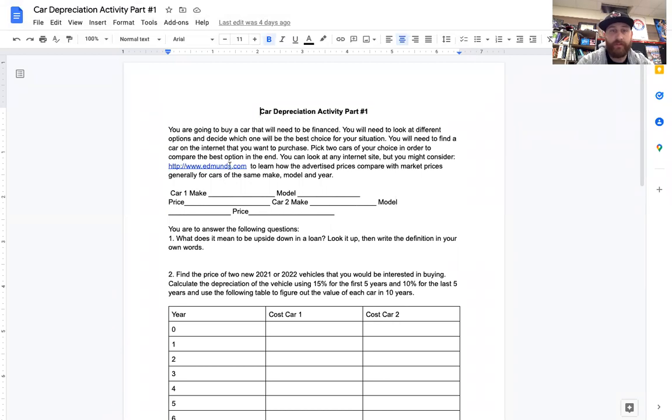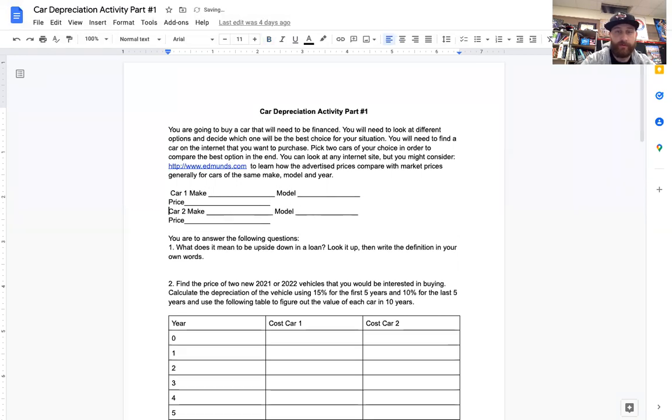You would just go to Edmunds.com, find two cars, and put down the make, the model, the price. Car two, do the same thing. Then answer this question: what does it mean to be upside down in a loan? Basically, an upside down loan is when your car value is worth less than what you owe on the car. So part one, pretty simple.